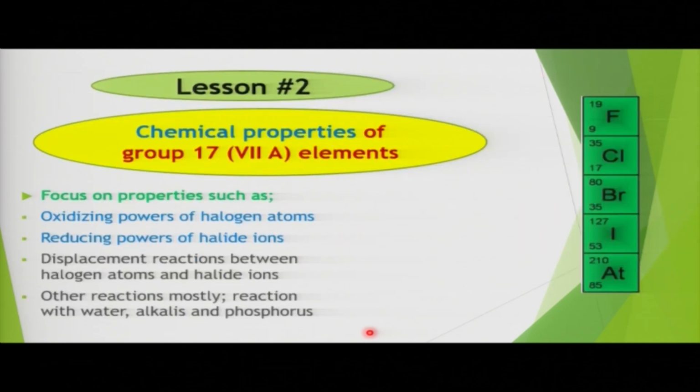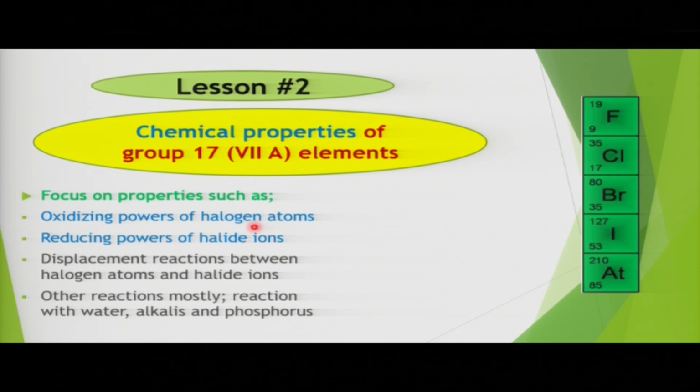Now we are on lesson 2, and we are looking at chemical properties. Having prepared those halogens, they do react. So we are going to be looking at the oxidizing powers of halogen atoms, reducing powers of halide ions, then displacement reactions and other reactions. But the emphasis will be put on these two, oxidizing powers and reducing powers, for today's lesson.